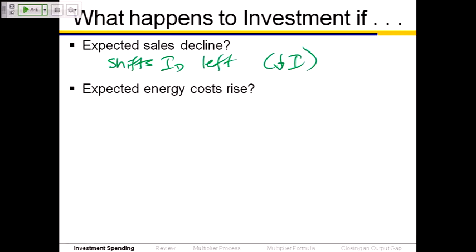If there's an increase in expected energy costs or any of the other costs that were going into the process of producing food that you were selling out of your food truck, that also is going to shift the investment demand curve to the left and decrease the amount of dollars spent on machinery and construction and changes in inventory holding.